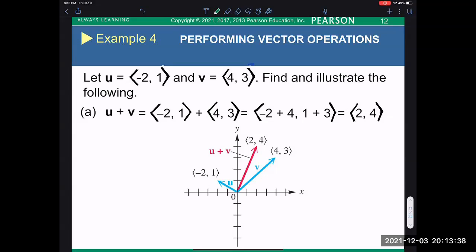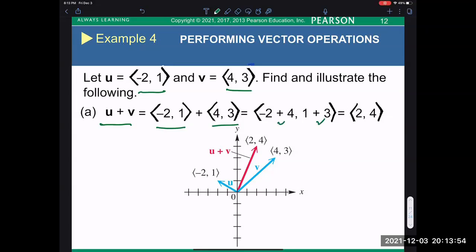So they give us a couple of vectors. Let u equal negative 2, 1, and v equal 4, 3. Then u plus v, negative 2, 1 plus 4, 3, is just negative 2 plus 4 and 1 plus 3.